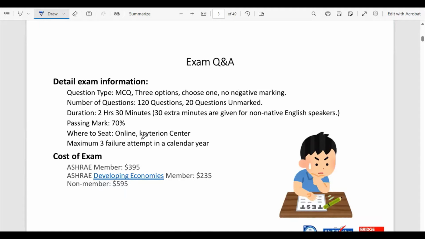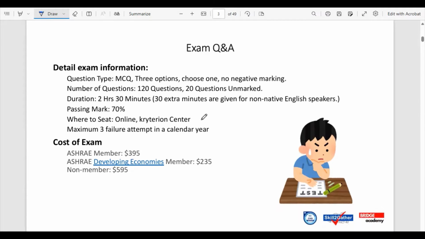The exam is online. You have to find the nearest Kryterion center. And if you register, you can sit your exam in the Kryterion center. In a calendar year, you can make 3 failed attempts. And if you fail 3 times in a row, you have to wait another calendar year to sit for the exam. However, if you finish this course, it is less likely that you're going to fail.